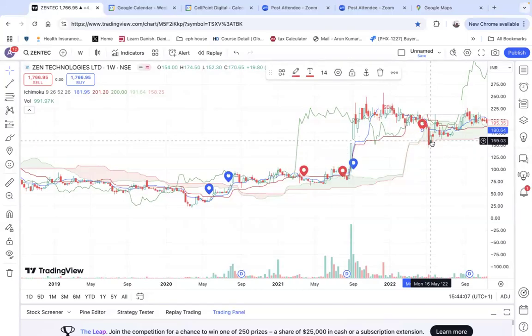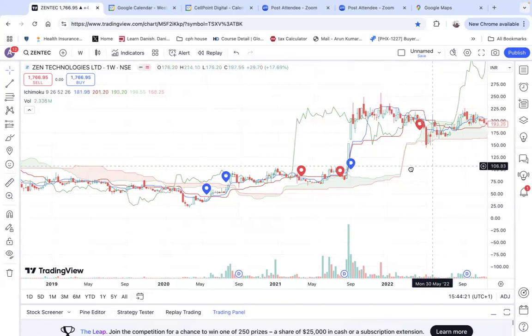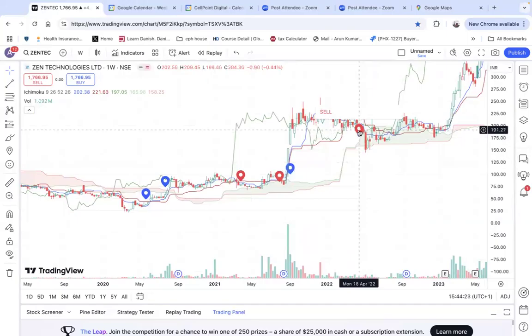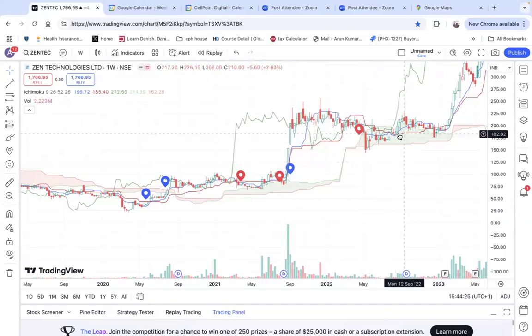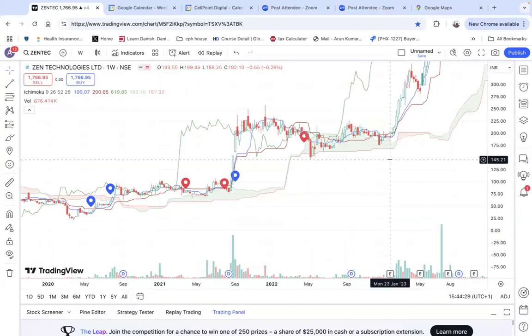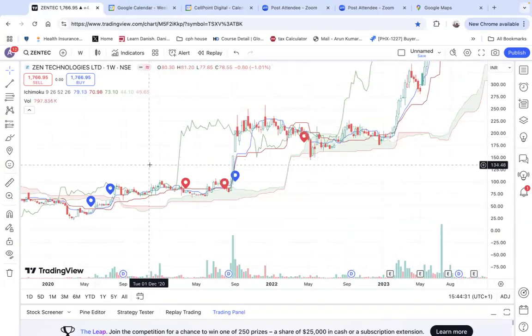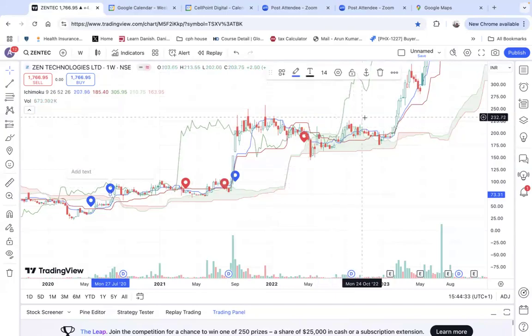This is why, in the indicators we talked about how the cloud acts as a support and resistance. In this area, this cloud here is acting as a support. So this is acting as support and people are now coming in. So I still hold on to my stock. I might sell a little bit, but I still have it. And now at this point, there is again volume picking up. I buy here.